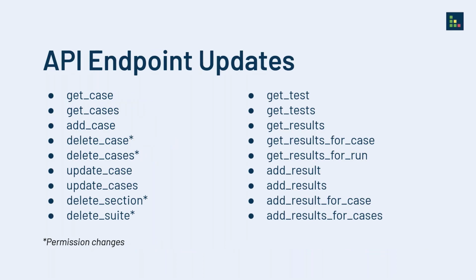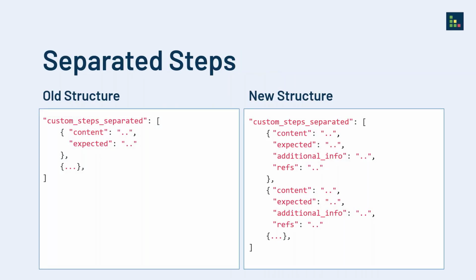We've also updated all of the following API endpoints. Most of these endpoints are simply additional fields. The highlighted endpoints do now require permanent delete permissions, as I mentioned a moment ago. Looking here, we've added or updated quite a few API endpoints. For example, with the separated steps field, where it would previously just show the content and expected fields, you can now see content, expected, additional information, and references fields.